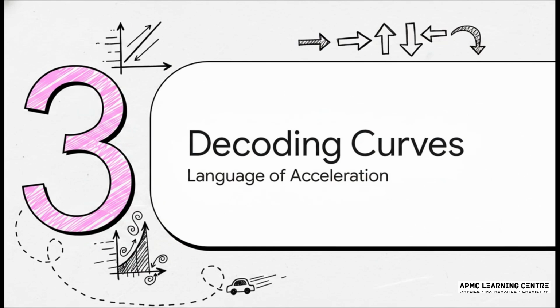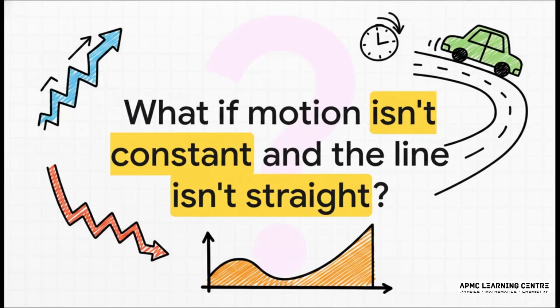Okay, so we've pretty much mastered straight lines. We know they mean constant velocity. But now it's time to level up. Let's see what happens when we introduce curves into the mix, which is the visual language of acceleration. So think about this for a second. What happens when something is speeding up or slowing down? Well, its velocity isn't constant anymore, is it? And if the velocity isn't constant, then the gradient on our graph can't be constant either.